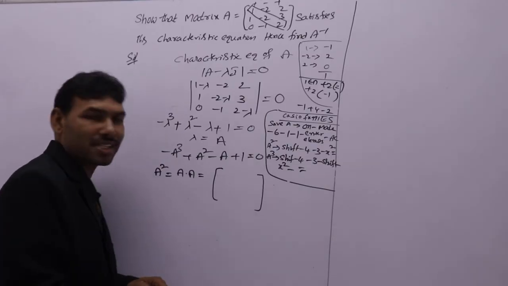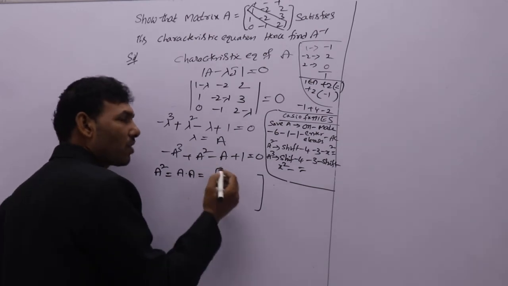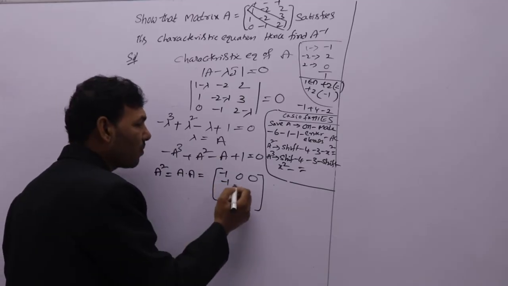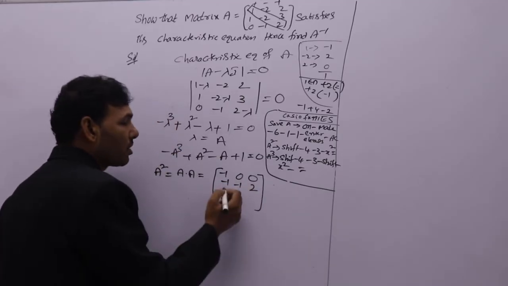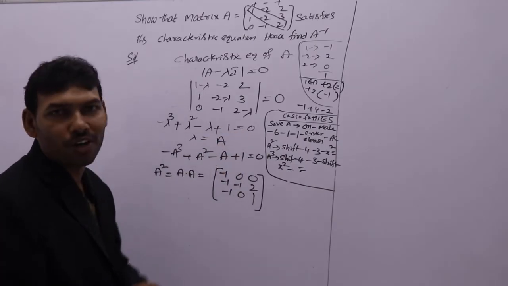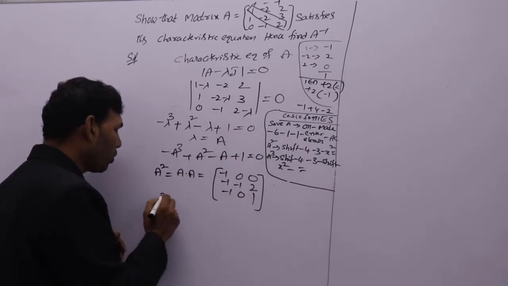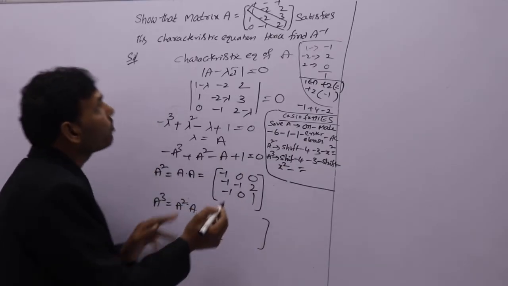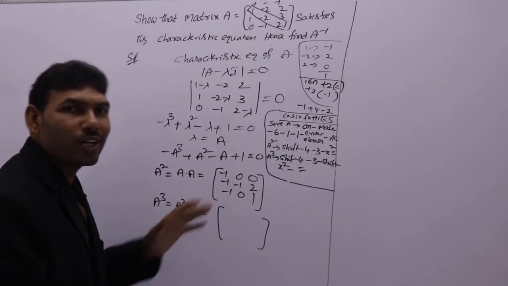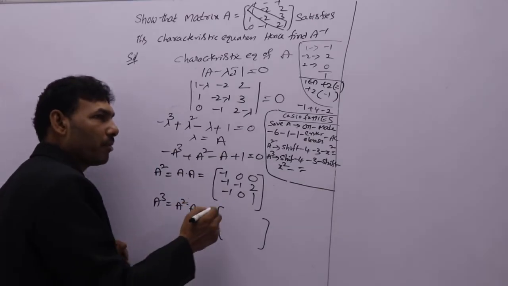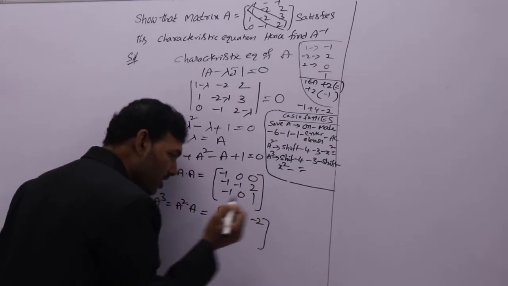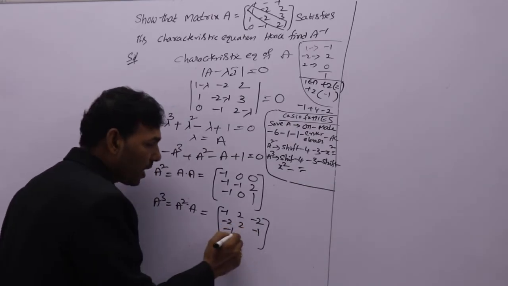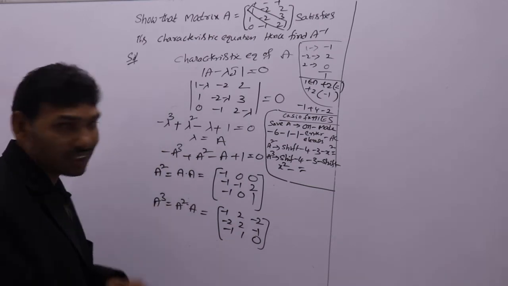For this matrix, A square is minus 1 0 0. Next minus 1 2. Next minus 1 0 1. Like this, if you want, you can check. Next, A cube can be calculated like this: A square into A. You need to multiply A square with A. Then you will get A cube. A cube will be minus 1 2 minus 2. Minus 2 2 minus 1. Minus 1 1 0. This is A cube.